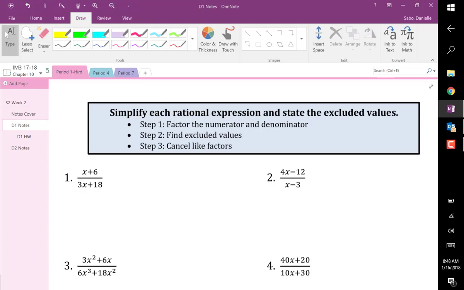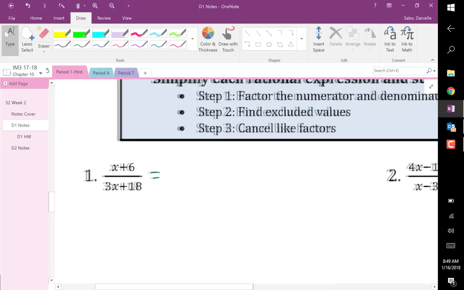Simplify each rational expression and state the excluded values. Well, excluded values are what we just did: what makes the bottom equal to 0. Okay, simplifying. Kind of why I gave you this bell ringer. We want to factor the numerator and denominator first and then cancel things that are the same. So, let's look at them one by one.